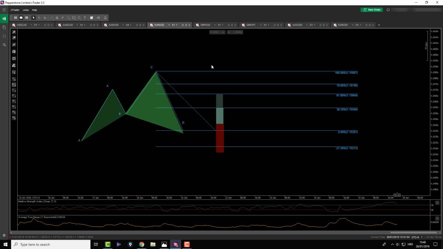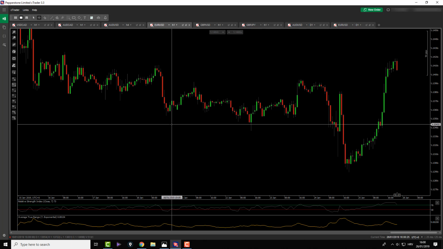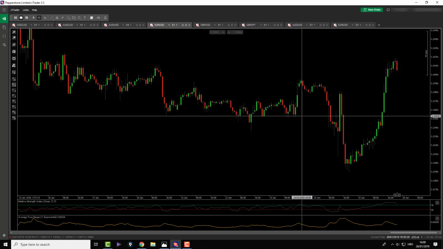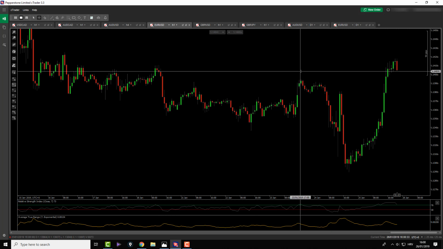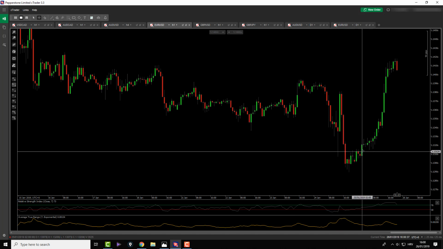Now let's go down to the charts and let me show you the real life example on Euro Dollar for the Cypher pattern. Okay, so here we are, and in front of me I have the Euro Dollar chart on the 1 hour time frame. And as I said in the video, we recently had a Cypher pattern which completed right here, 23rd of January 2019. Then it rallied down, found some kind of support right here, and then rallied up.